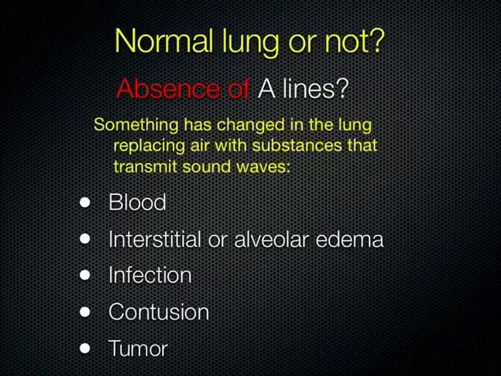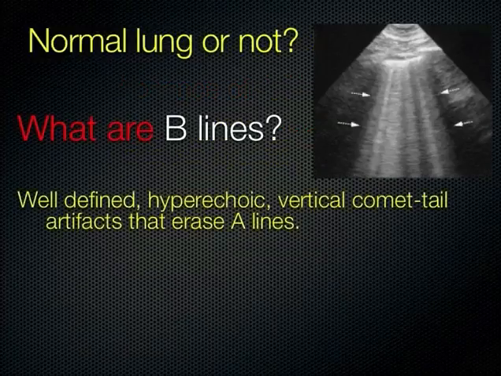It could be edema, infection, contusion, tumor. Any number of things can obliterate the A lines, and then you have to start thinking what has taken its place. So now we're going to get into what are B lines. B lines are actually vertical artifacts that erase the A lines. So the normal aerated lung has A lines, but if you have B lines, these are artifacts created by fluid in the lung that will obliterate the A lines.